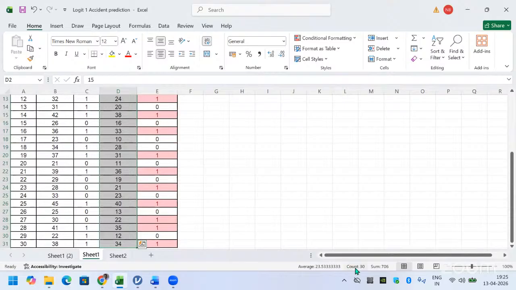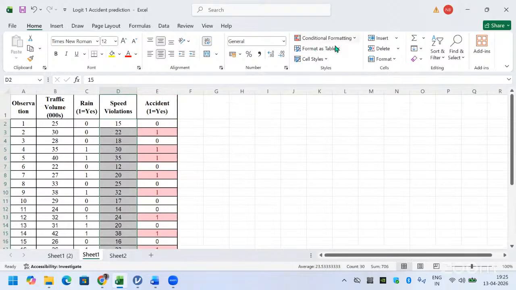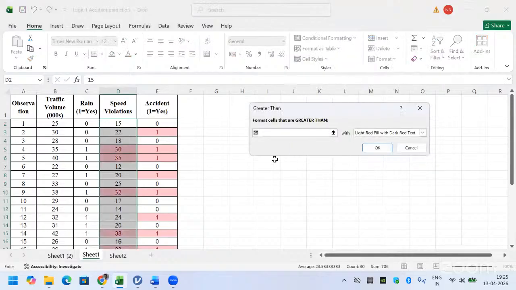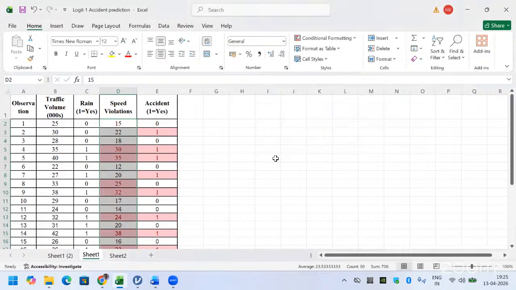I've got a total of 30 and the average is 23. I'm trying to highlight the values that have 22, because my average is 23, and when there are more than 23, there is an accident. But in this case, though it is less than 22, there was some accident. In this case, though it is more than 25, there is no accident.